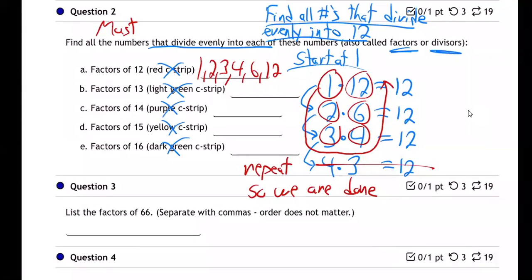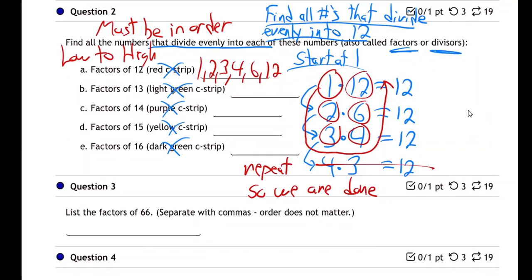Some of the other ones we're going to do later, it's not required, but this one must be in order from low to high. This question is real picky. You have to put them in order from low to high. So 1, 2, 3, 4, 6, 12. Those are all the factors of 12. Those are all the numbers that go evenly into 12.